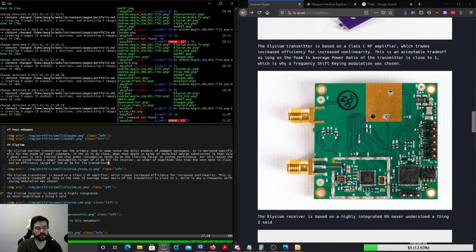The Elysium receiver is based on a highly integrated RFIC from Semtech, which draws 3 milliamps in a receiver idle configuration. The trade-off for this low power draw is that the front end has a very high noise figure of nearly 6 dB, mostly due to how tightly coupled it is to the digital circuits.